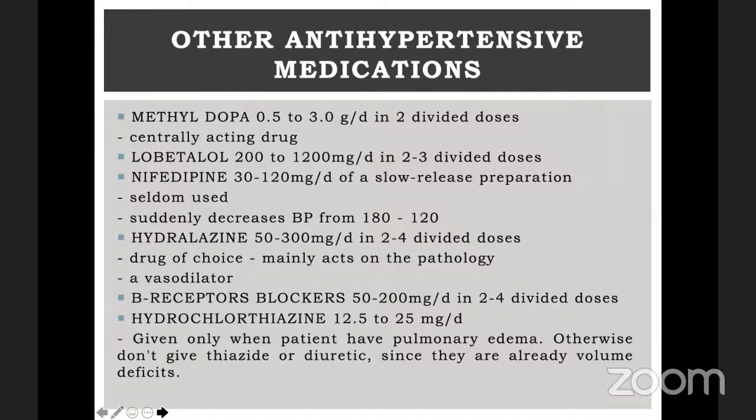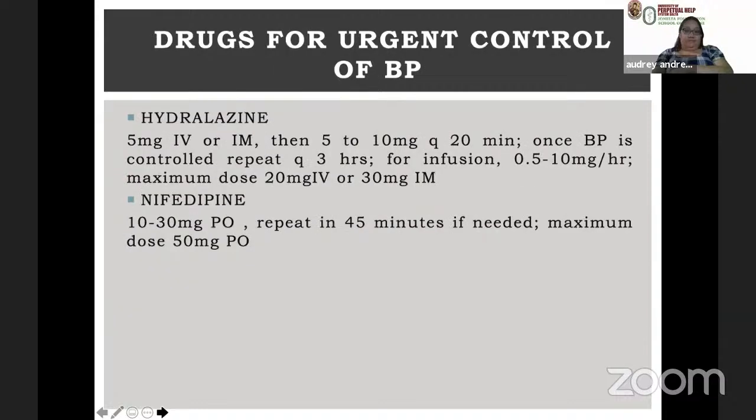Hydrochlorothiazide 12.5 to 25, given only when the patient has pulmonary edema. Otherwise, don't give thiazide or diuretics since they are already volume deficient.